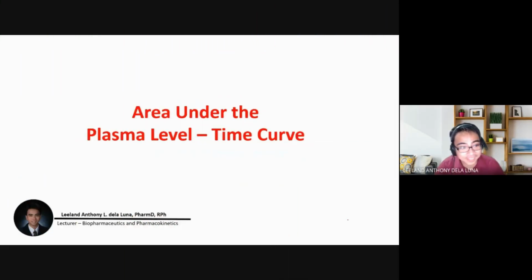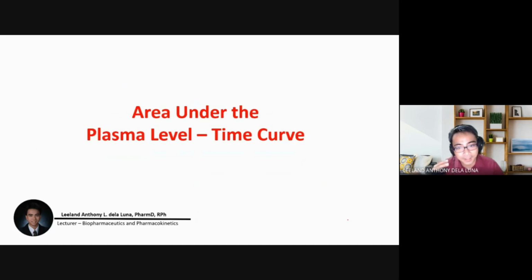Class, let's compute this time for area under the plasma time curve. Now, class, I'm going to discuss how to compute AUC. This is for both intravascular and extravascular routes of administration. What's important to remember in AUC is that you need a data set.